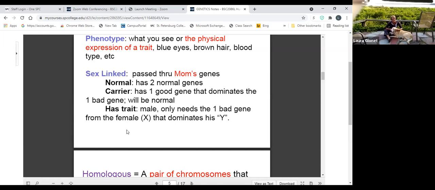So for males, you need to be normal, which is a normal X and a normal Y, or a male could inherit an X carrying this particular trait and a normal Y. Well, the X is going to dominate over the Y and express that color blindness. Right. So that's what we mean by sex linked. It's generally passed through mom's genes.